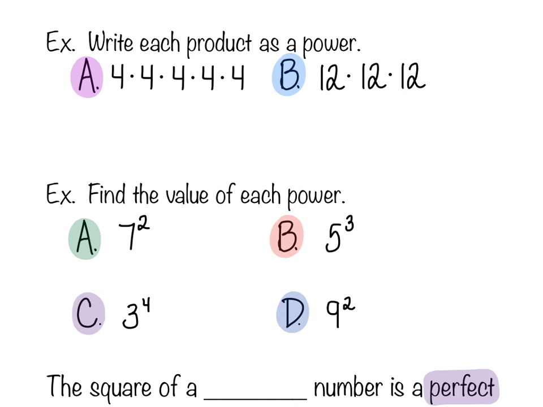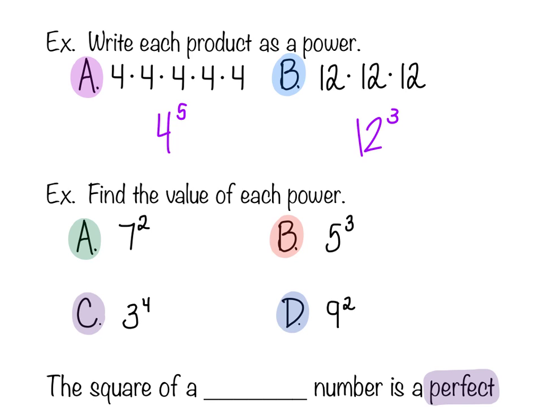So let's look at a couple examples here where we have to write each product as a power. The 4 is, again, being repeated a number of times. It's being repeated 5 times, so this would be 4 to the 5th. And this would be 12 to the 3rd. It's being repeated 3 times.